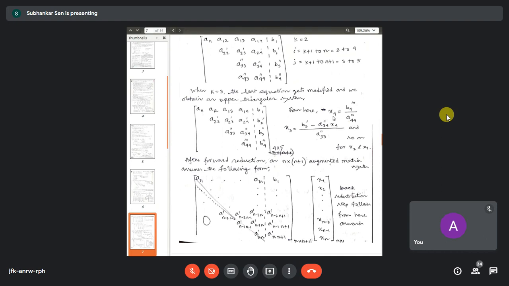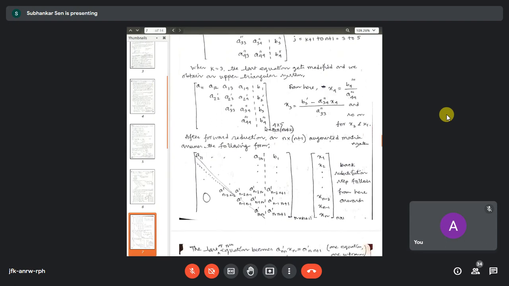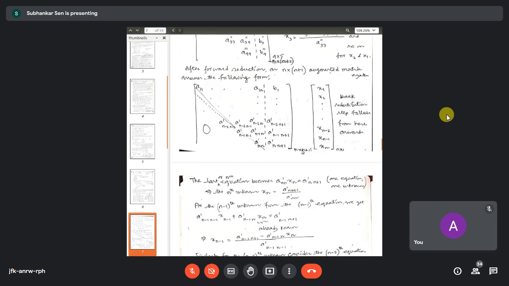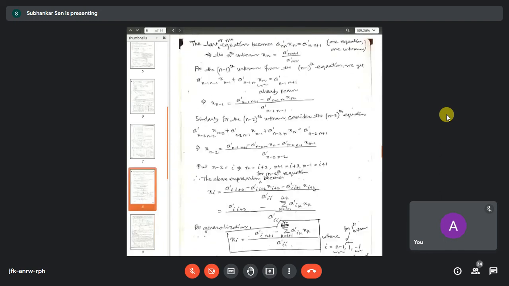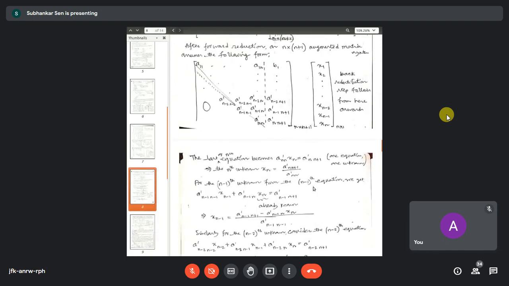Okay, you know the value of x4. You can put it, you will find x3. Okay. Now this was for 4 by 4. This is just for illustration. Let us make it for a general matrix, an n by n matrix. Okay. I shall not take much time, but this is very important that you write a program.